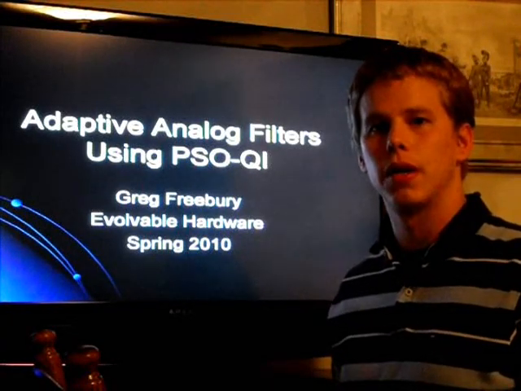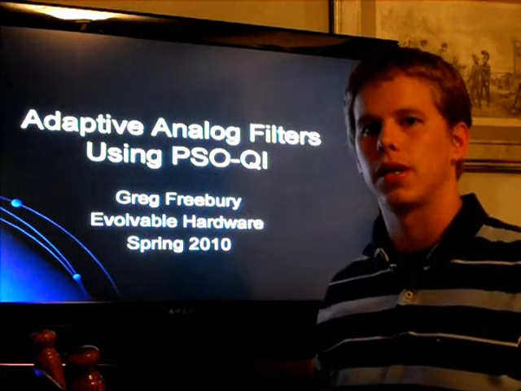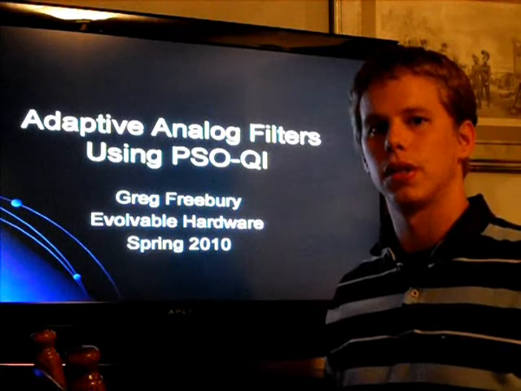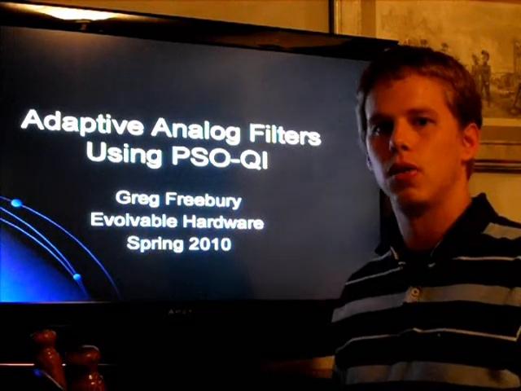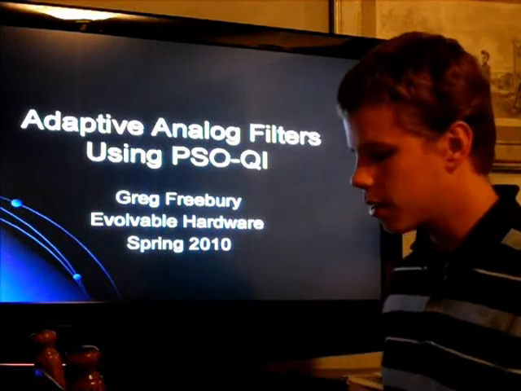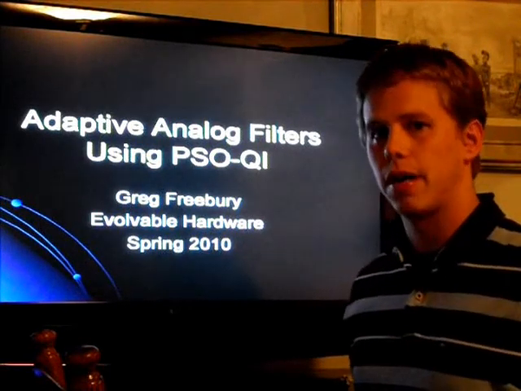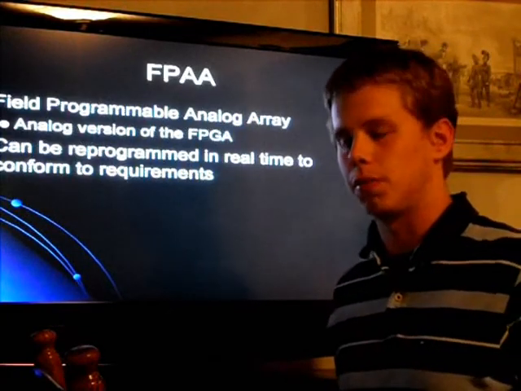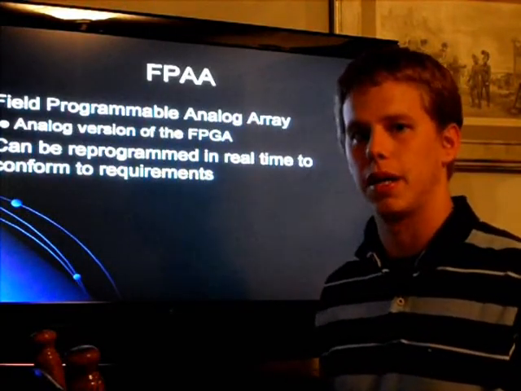My name is Greg Freeberry, and for the Evolvable Hardware class, I decided to do my project on adaptable analog filters using PSOQI, which stands for Particle Swarm Optimization with Quantum Infusion. Now, before we can have evolvable hardware, we have to begin with an evolvable hardware platform. This is where the FPAA comes in.